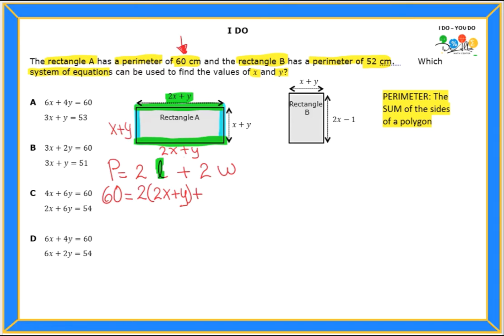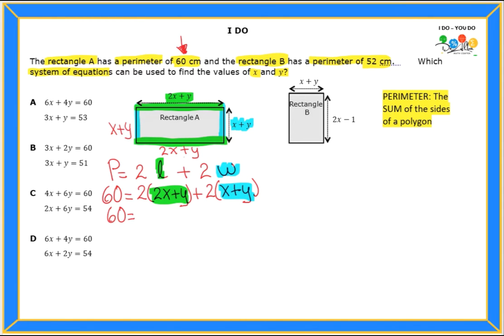There is a plus. Write down your plus sign. There's a plus 2, so I continue with a plus 2. Now, what about the width? The width is x plus y. So I'm going to replace that W with x plus y. Okay, so this is what I did. This is what is represented with the width, and all of this is represented for the length. Okay, so let's go ahead and do the distributive property, okay?